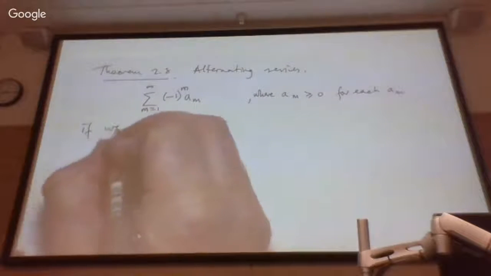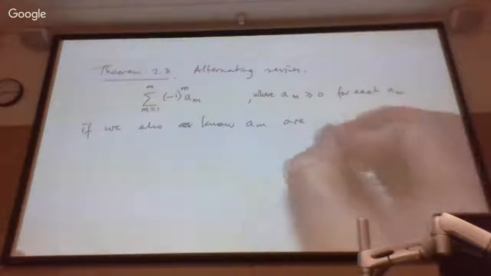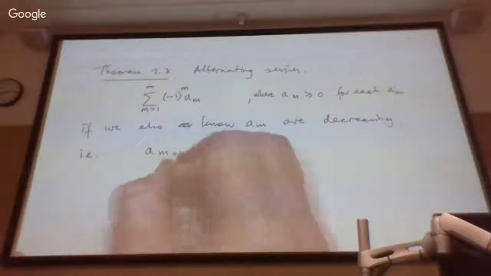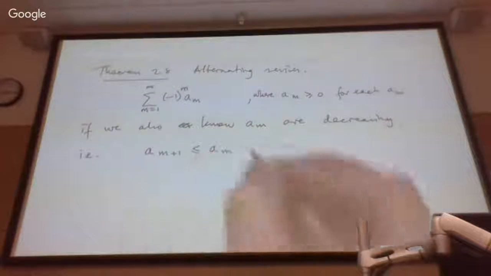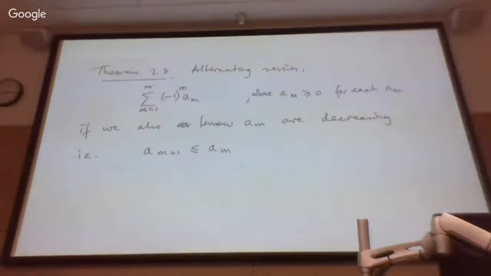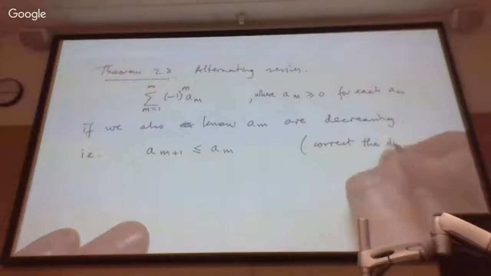If we also know that the AMs are decreasing, now there's a slight misprint in the notes here. I've got this inequality the wrong way around in the notes, so you just need to correct it. It's in the wrong direction. In the notes, it says AM plus 1 is greater than AM, but if I'm talking about them decreasing, of course AM plus 1 should be less than AM. So correct the direction in the notes.